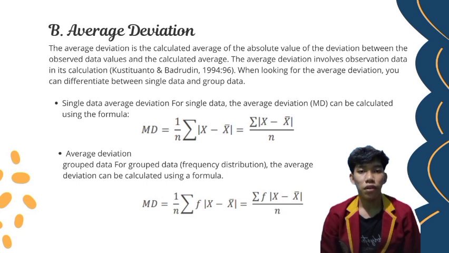B. Group data average deviation. For group data in a frequency distribution, the average deviation we calculate using a formula.